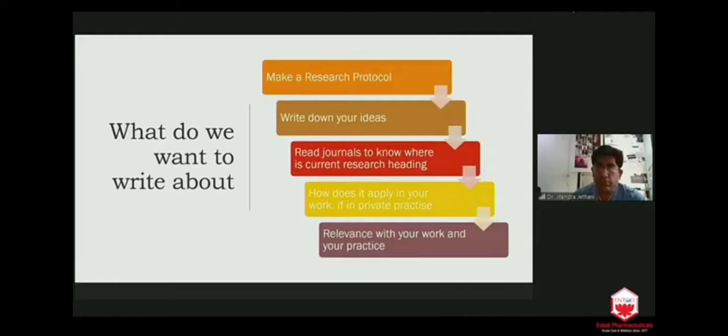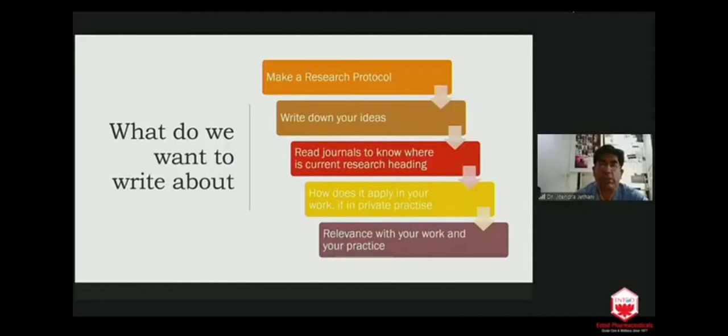When we are making a research protocol, we have to write down our ideas and read the relevant content. Sometimes people ask, how do you find the ideas? For that, you first have to find out where the current research is heading. What is your area of interest? What do you want to do? And how does it apply in your line of work? If I am a pediatric ophthalmologist, I have to read what current research is being done in pediatric ophthalmology.